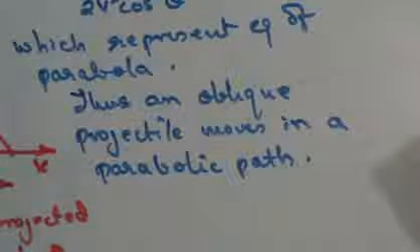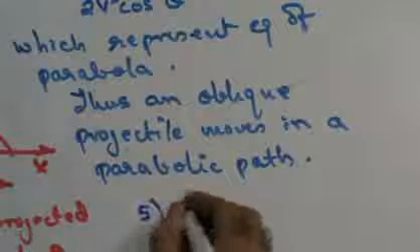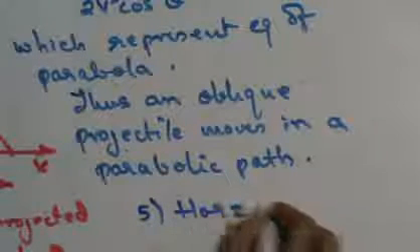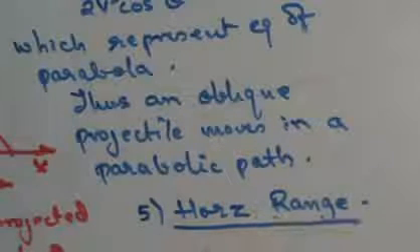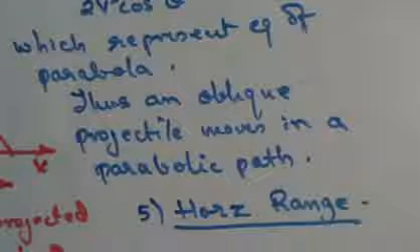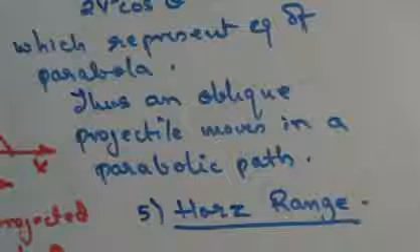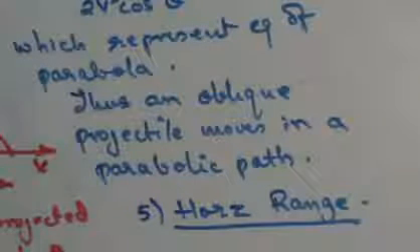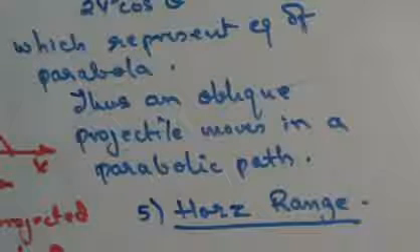Now that we know that it moves in the parabolic path, let us find out the horizontal range of an oblique projectile. Horizontal range. What do you understand by horizontal range? Horizontal range is the total distance of the projectile from its point of projection to the point where the projectile comes back in the plane of projection. That means from the point it is released to coming back onto the ground.